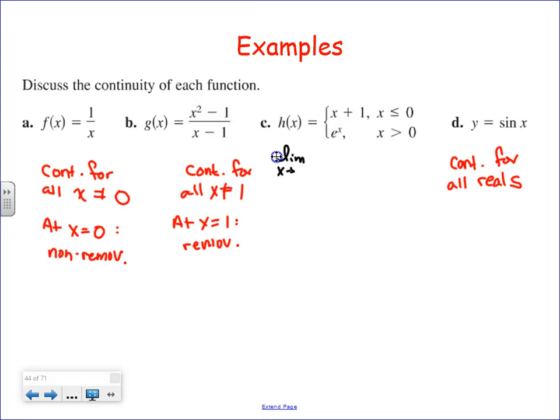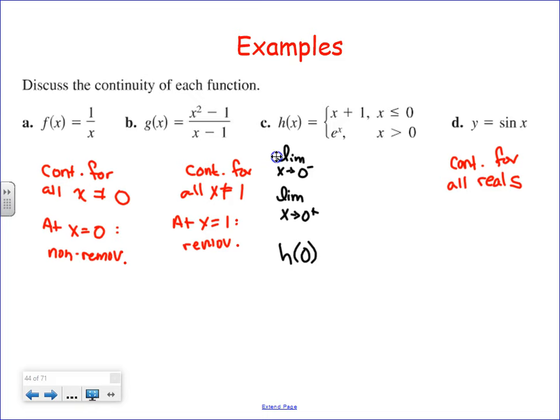How do we figure it out? We say, all right, fine. 0 from below compared to 0 from above. And ask ourselves the question, does that agree with the function at 0? Uh-oh. Sorry, it's H. It's 1. I'm opening the door.